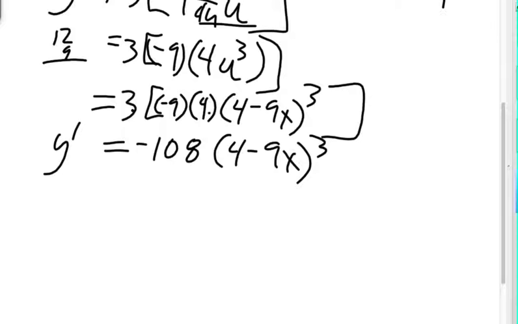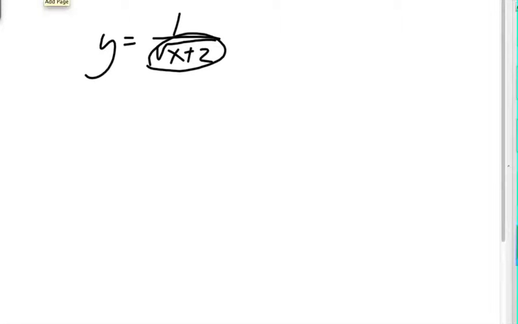Okay, this is chain rule. Let's take a look at one more. y equals 1 over the square root of x plus 2. If you don't recognize the need right now to rewrite this as rational, you're really in trouble. So I've got (x plus 2) to the negative 1 half.